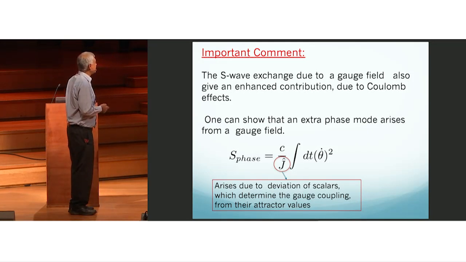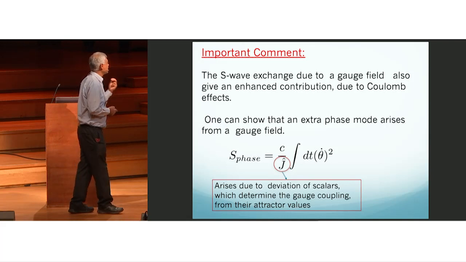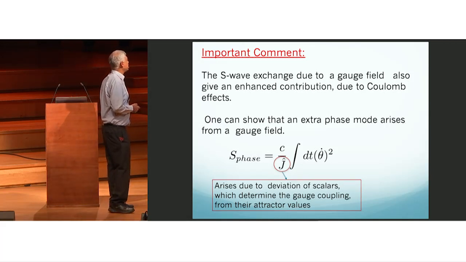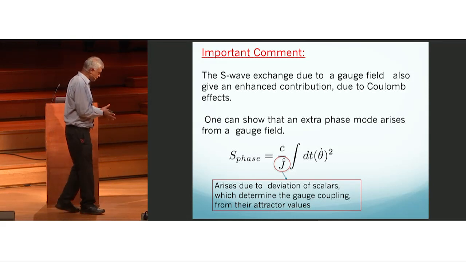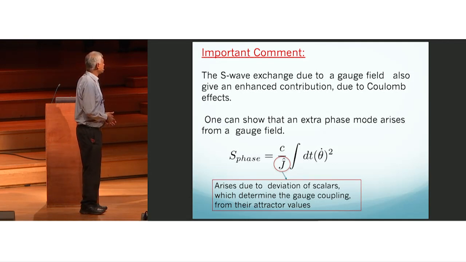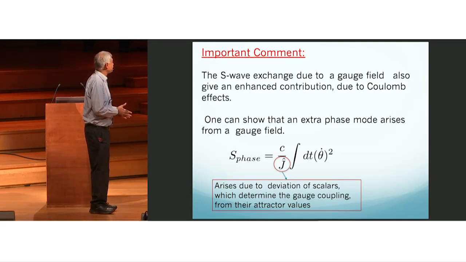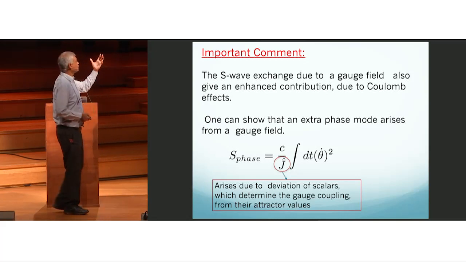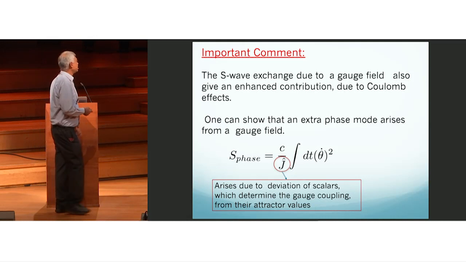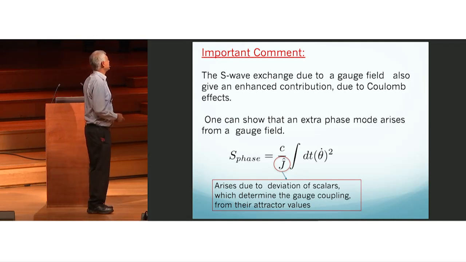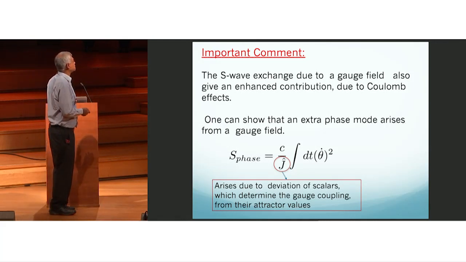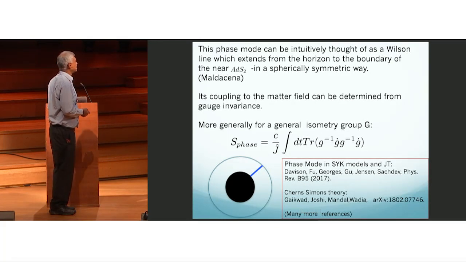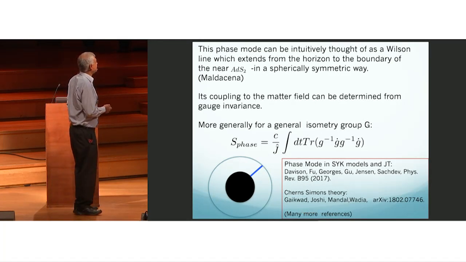And it also has, in the prefactor, 1 over Ĵ, which is a scale that breaks the scale invariance of AdS-2. And the difference is that Ĵ arises not due to the deviation always of the internal volume, but more generally due to the deviation of a scalar field, which determines the gauge coupling of the U(1) field in the bulk. But again, once you know the profile of that scalar field, you can obtain Ĵ and obtain this phase action. And that needs to be incorporated along with the Schwarzian to obtain the leading result in terms of the response. And if it's a non-abelian gauge field, then that can be suitably incorporated as well.